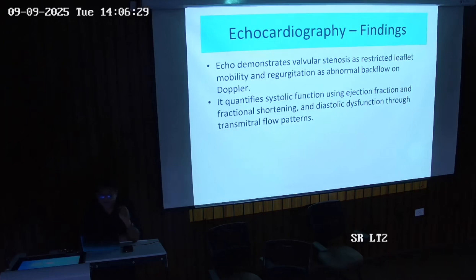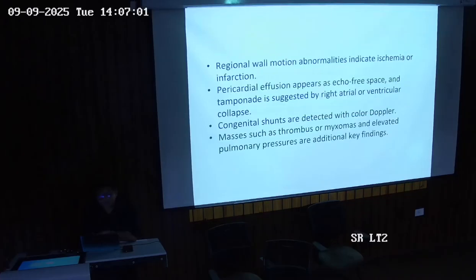It quantifies systolic function using ejection fraction and fractional shortening, and diastolic dysfunction through the transmitral flow pattern. Flow from the left atrium to the left ventricle gives many disease clues. Ejection fraction can be estimated by this, fractional shortening can be estimated, and sometimes early diastolic dysfunction can also be detected by the echo. So echo suggests these findings in different diseases.